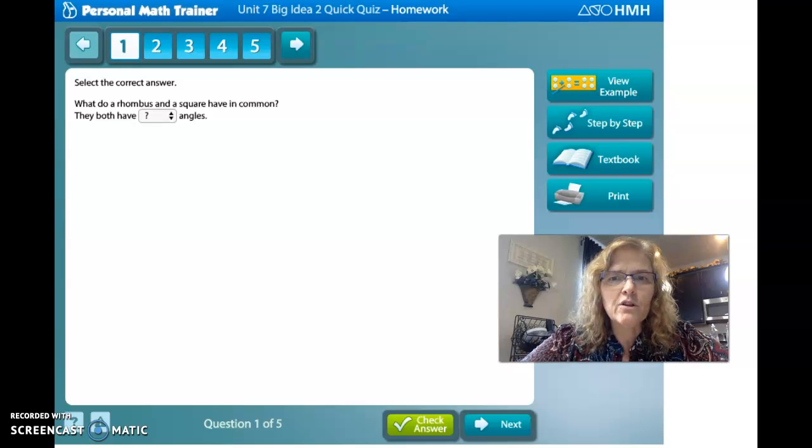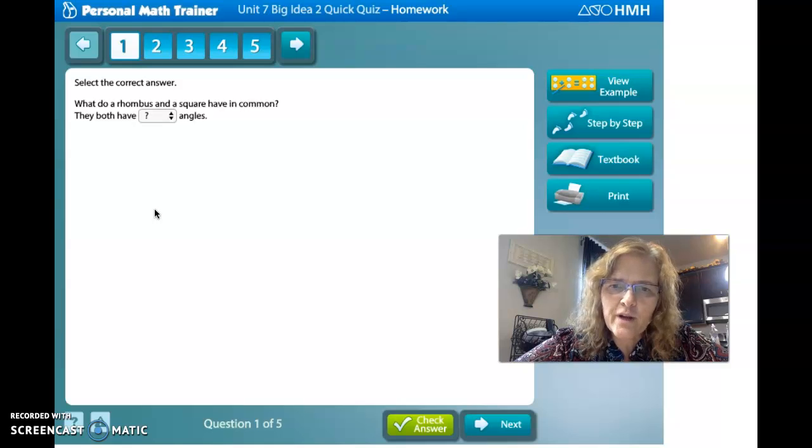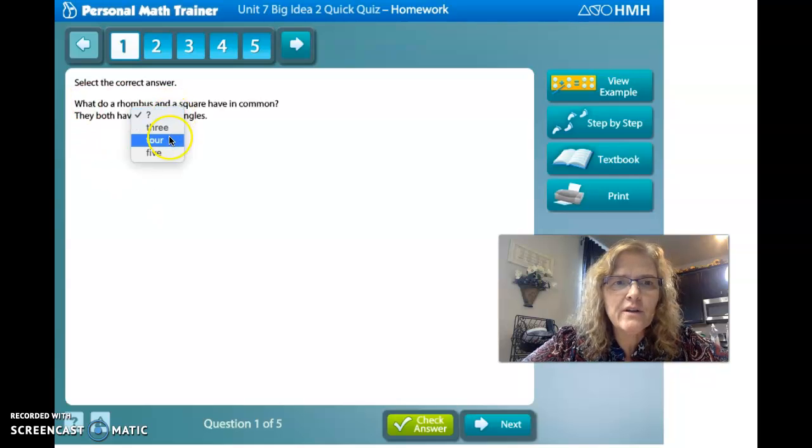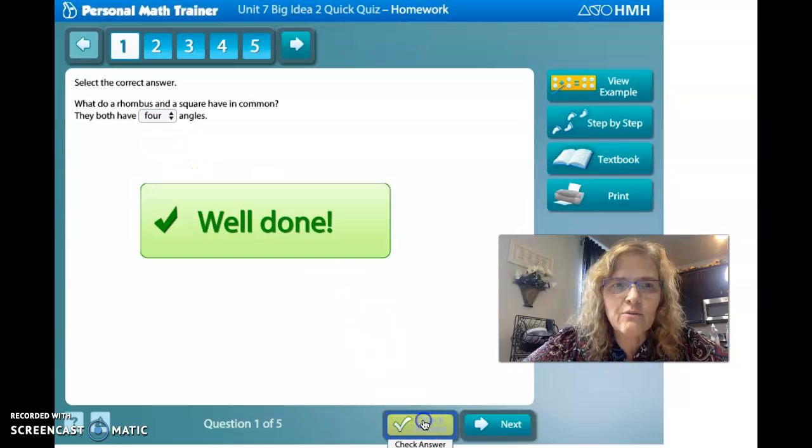So we'll look at number one. For quiz number one, it says select the correct answer. What do a rhombus and a square have in common? They both have 4 angles. The angles tell me how many vertices there are, how many corners, and they are both quadrilaterals. So this would be the correct answer.